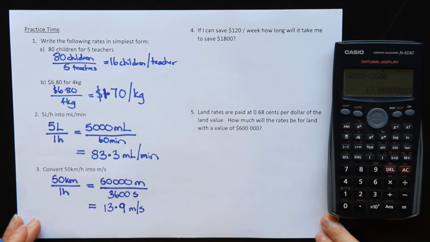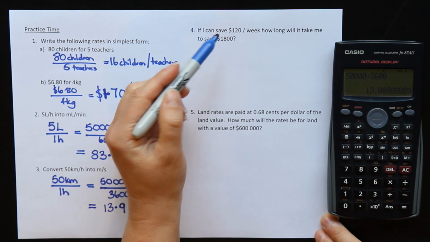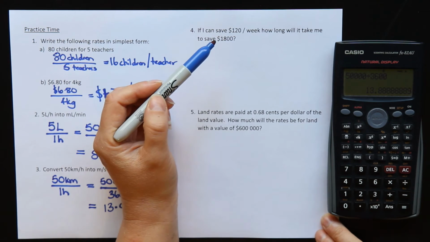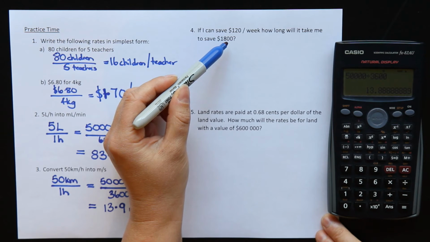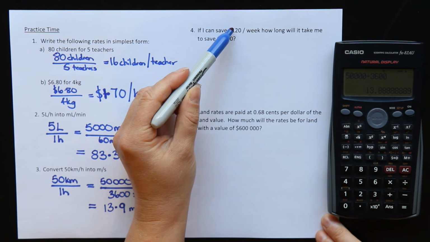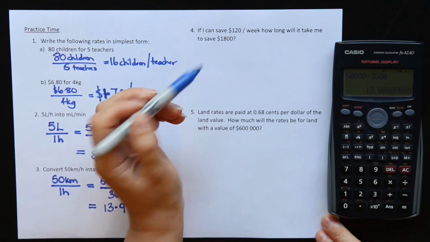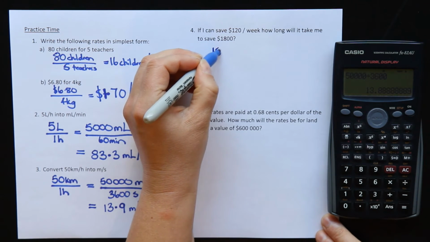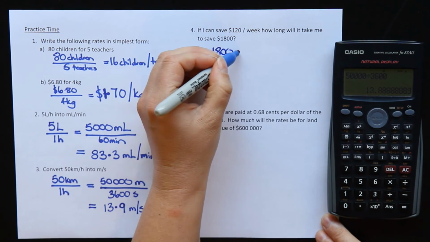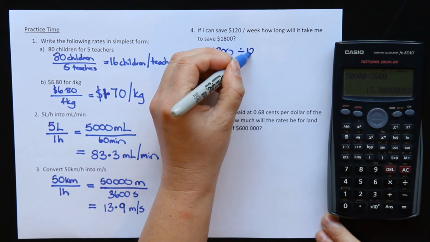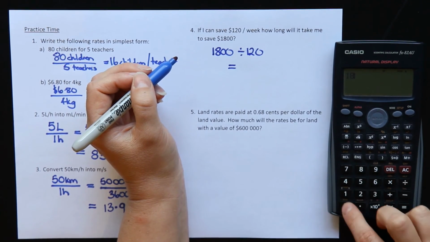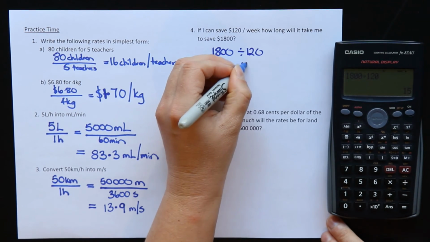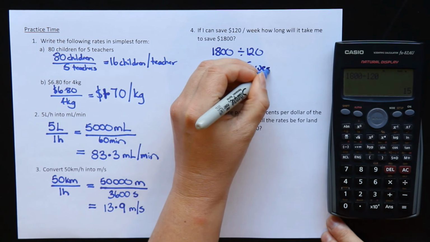Question 4. If I can save $120 per week, how long will it take me to save $1,800? Okay, I know I can get $120 a week, so if I need $1,800, all I have to do is divide that by 120, and that will tell me how many weeks it will take me to get that. That's 15 weeks.